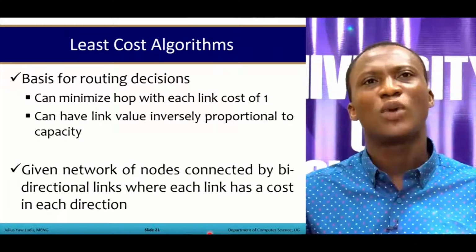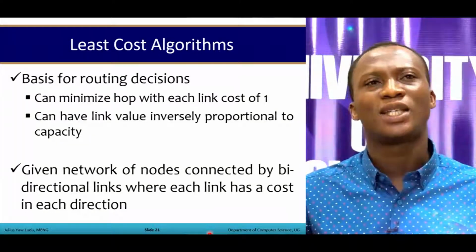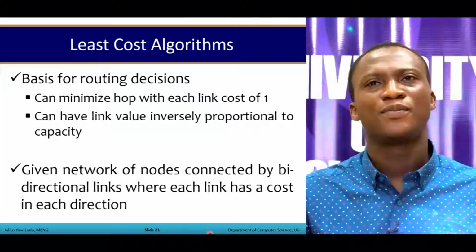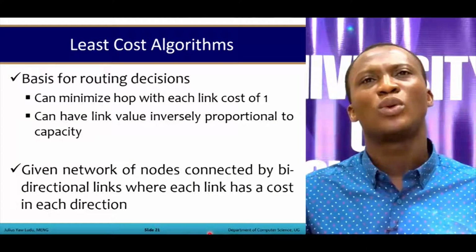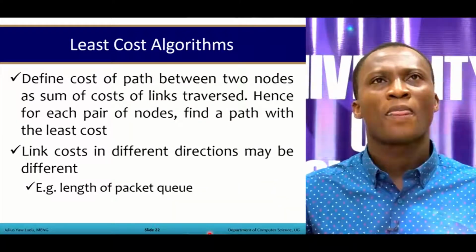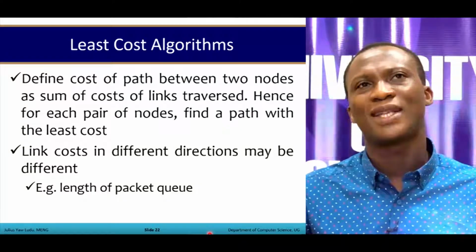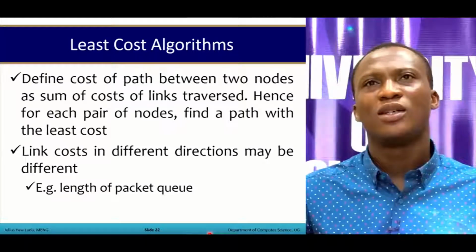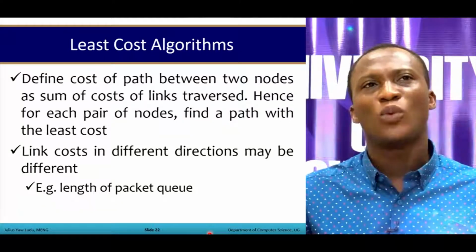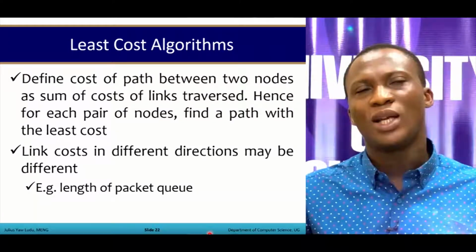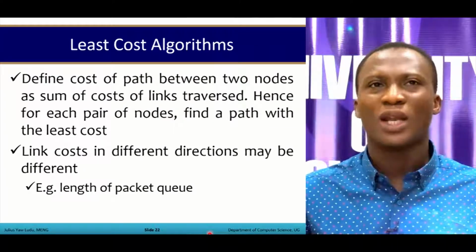Now, given a network of nodes connected by bidirectional links, where each link has a cost in each direction, we are going to look at an example of how we are going to calculate the least cost. We define the cost of the path between the two nodes as the sum of the cost of the links traversed. Hence, for each pair of nodes, we find a path with the least cost. Now, the link cost in different directions may be different, talking about the length of the packets.